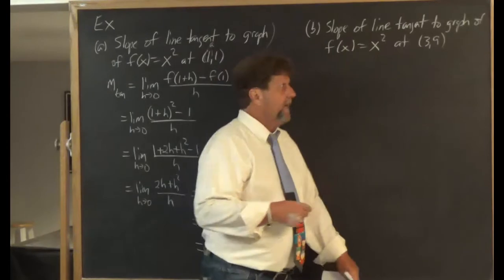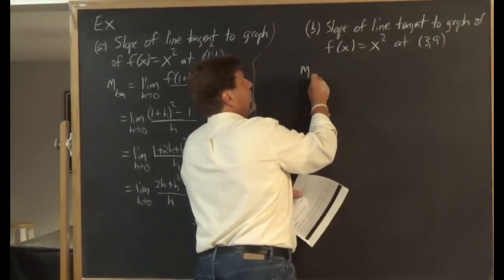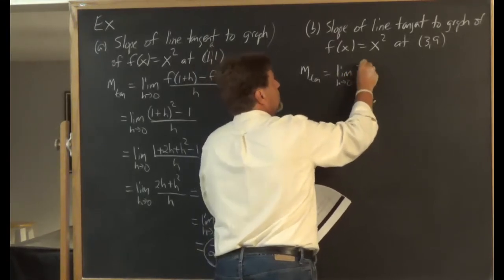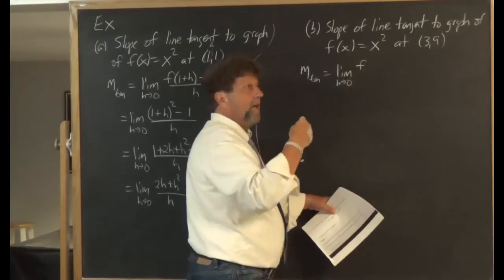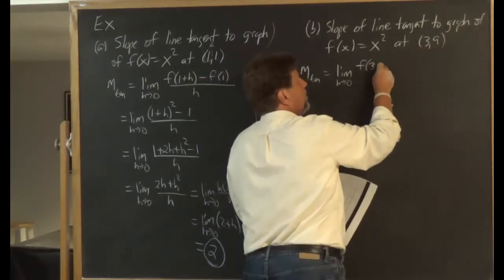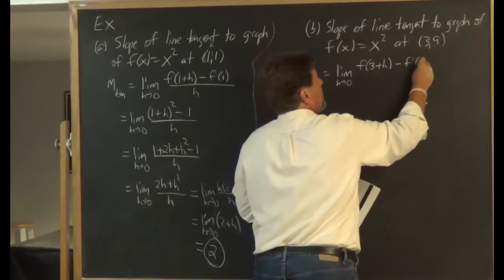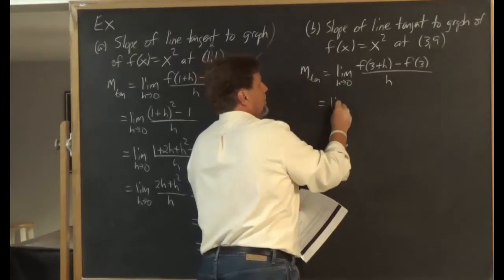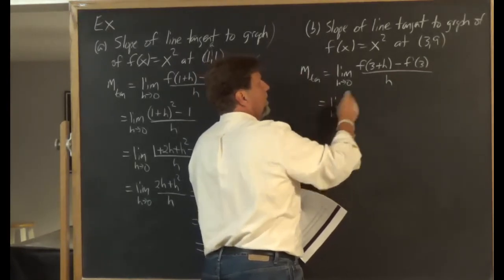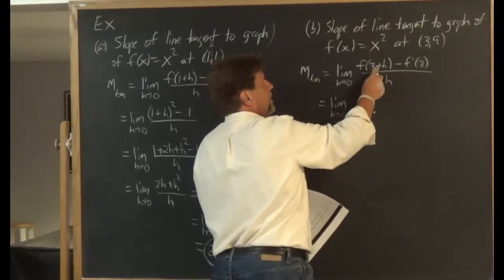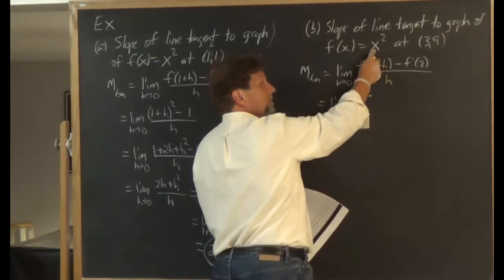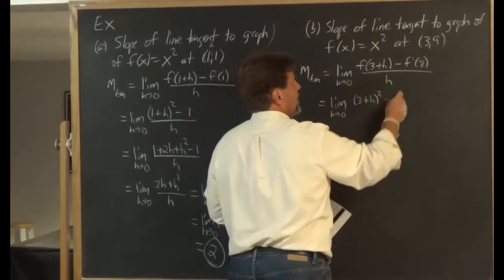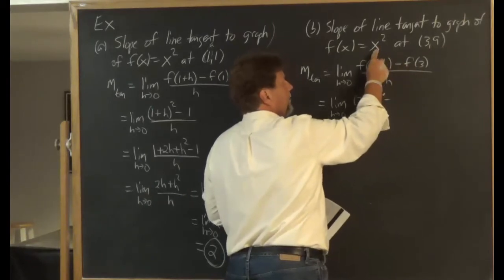All right, part B, slope of the tangent line. So the slope of the tangent line equals the limit as h approaches 0, f of a plus h, here a is 3, so I'll put that in, 3 plus h, minus f of 3, all over h. Well, that equals the limit as h approaches 0. We have to evaluate our function at 3 plus h, so 3 plus h goes in for x. So we have 3 plus h quantity squared minus, well, f of 3 is 9.